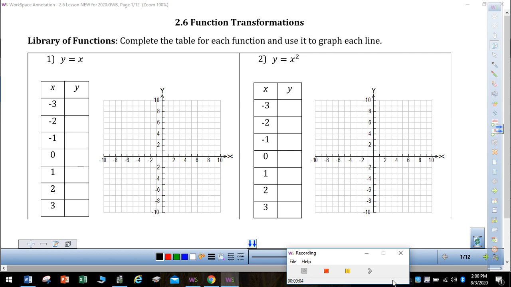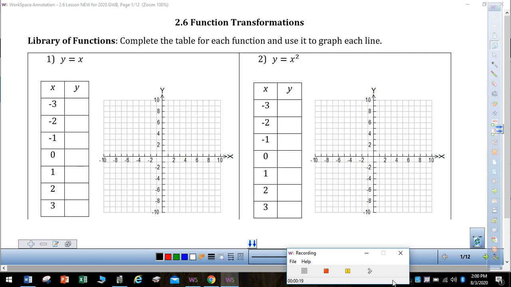In today's lesson, we're going to be learning more about different types of functions and their graphs in function transformations. We're going to begin by creating a library of functions. We're going to complete each table of values for the function and use it to graph the line.